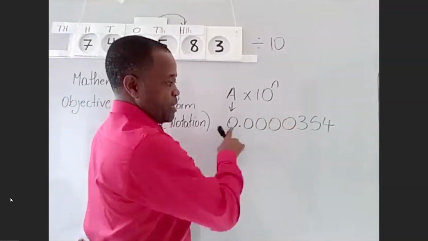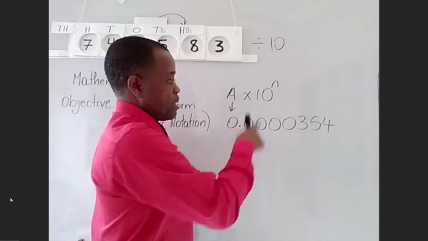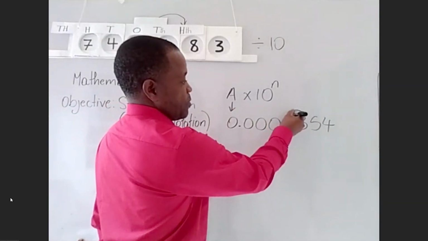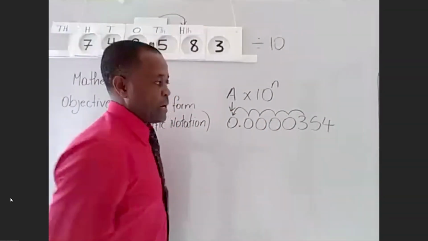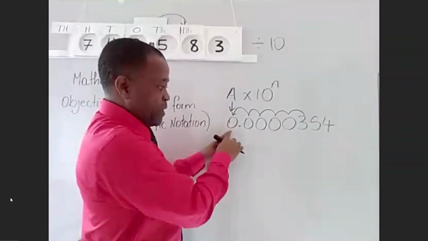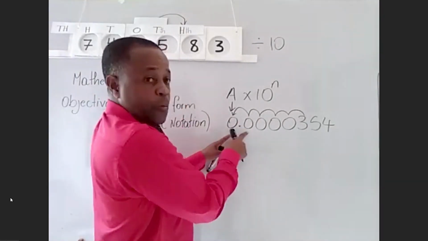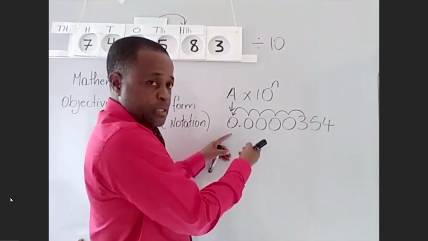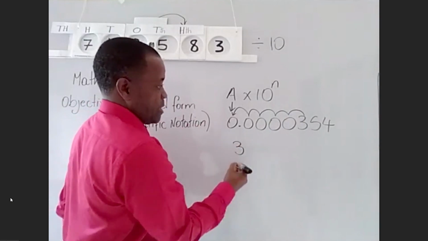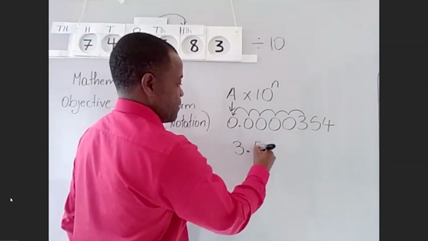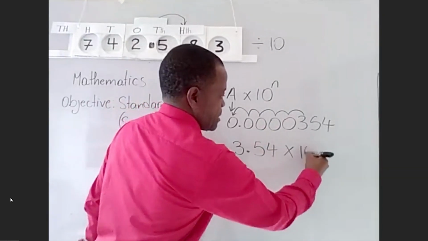Now, in order for us to get the 3 here, let's check to see how many places we would have to move. So I would move 1, 2, 3, 4, 5. So that would be 5 places. So I would move the 3 here. And again, you know that the 5 would move up here and the 4 would move just the same. So we would move 5 places. So it becomes 3.54 times 10.